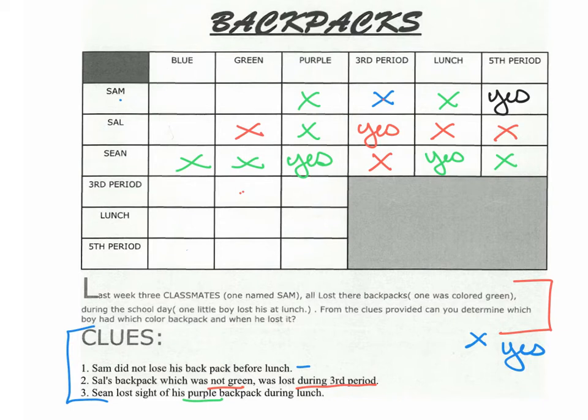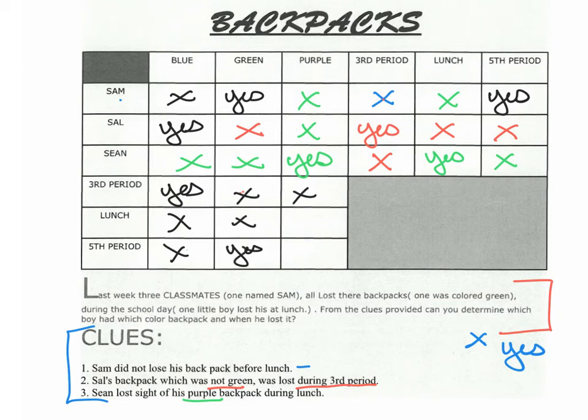Now we know Sean has purple, but if you look, nobody else can have green except for Sam. So Sam has a green one, which leaves Sal to have blue. So Sal lost it during 3rd period. Sam lost it during 5th period, which leaves Sean losing it during lunch.